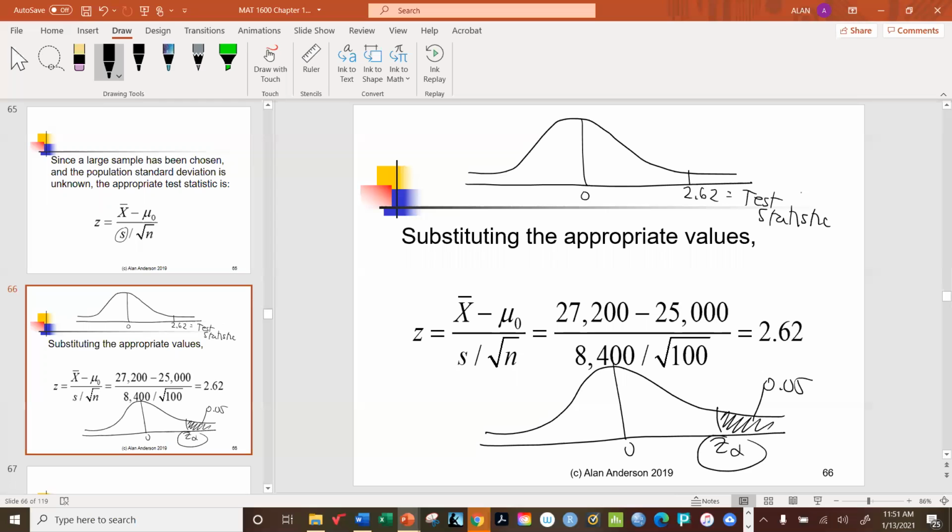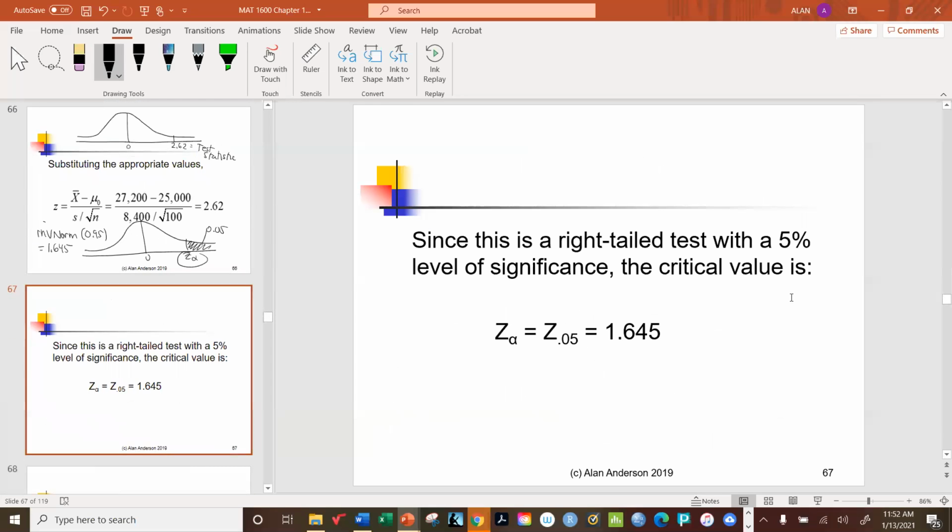Well, again, we can look it up with our invNorm function or go to the tables. And you'll recall, oh yeah, we've seen this one before. It's 1.645. So let's confirm that. Yep, 1.645.